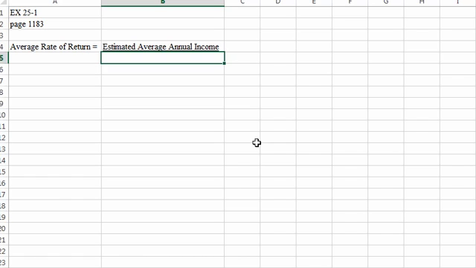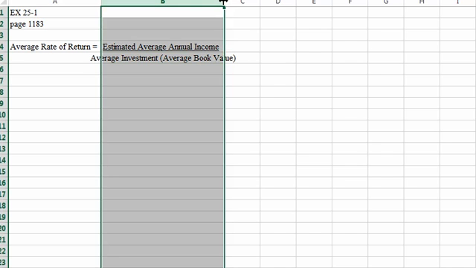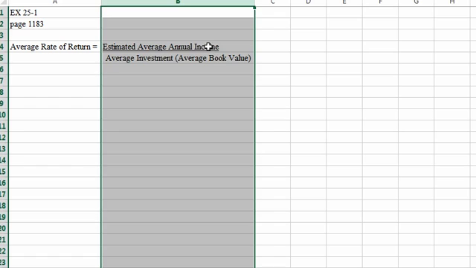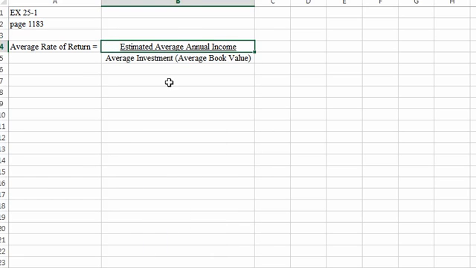But you can run these at all different estimates of average annual income. And then in the bottom half, we're going to divide by average investment. But you guys, we have to take our best guess, even if it is based on an estimate. Now, this average investment, what they really are saying here is average book value, or what's the average amount that the equipment or building is on the books at over its useful life.